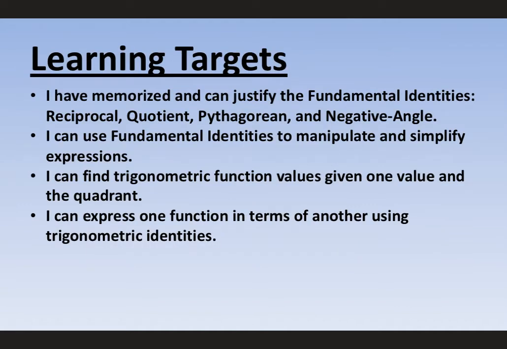All right, so a couple things we're going to do today. We're going to talk about these fundamental identities that you have to memorize. Yes, you absolutely have to memorize them. You have to be able to reproduce them when you're live in person in class. You can use the fundamental identities to manipulate and simplify expressions. We'll do some examples of that. And we can find trig function values given a quadrant and one of the values, using the fundamental identities. There's a way we've done that before, but there's a little bit of a new way that we're going to talk about. And then you can express one function in terms of another using trig identities, so how to manipulate and change between them.